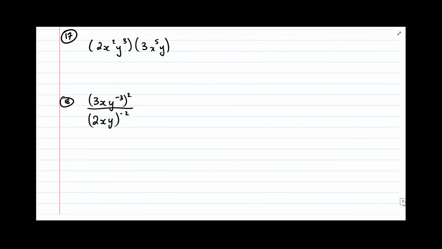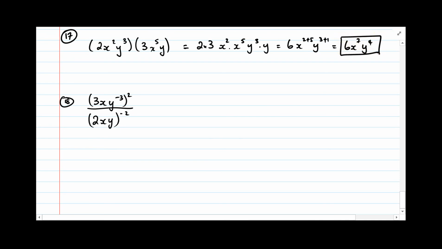All right, let's see how you're proceeding on both 17 and 18. If we look at these, the first one is simply multiplication. I can regroup, have all my numbers together, my numerical coefficients, and then I have x squared, x to the 5th, y cubed, and y. So this is 6, x to the 2 plus 5, and y to the 3 plus 1. So 6x to the 7th and y to the 4th power.